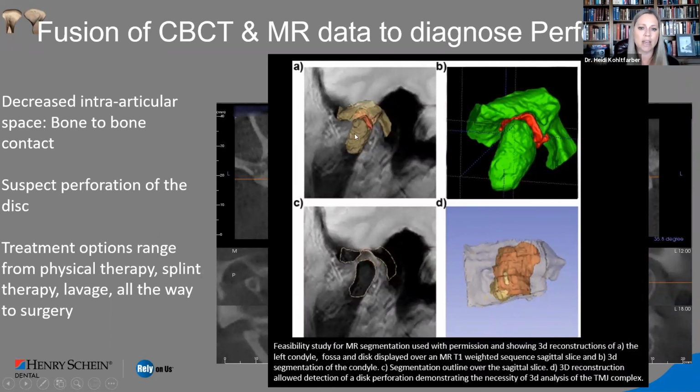The problem is the MRI does not have the resolution that our CBCTs do. So trying to match resolution for both of them is difficult. The patient would have to be in the machine for a really long time to get a very fine resolution like that. But we were able to roughly segment it out, and we could see, yes, we do have a disc perforation. So we could see it with our 3D modeling, which is really cool.